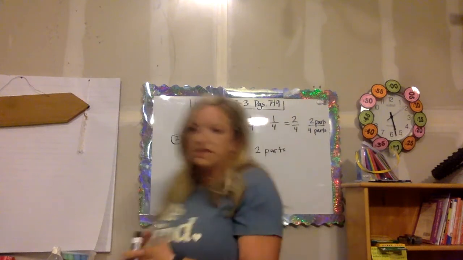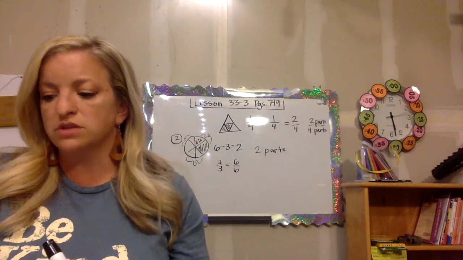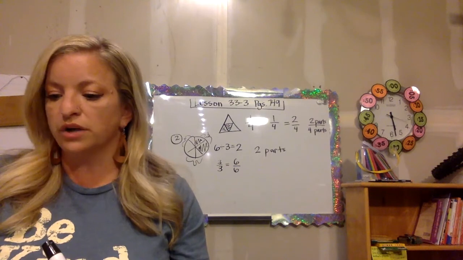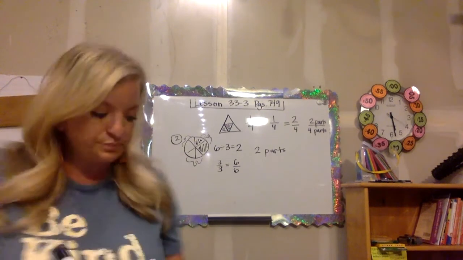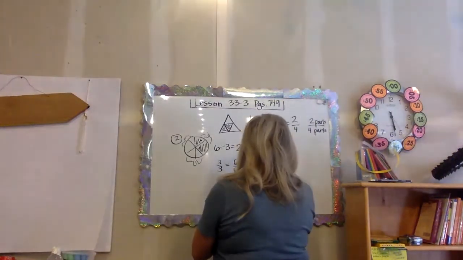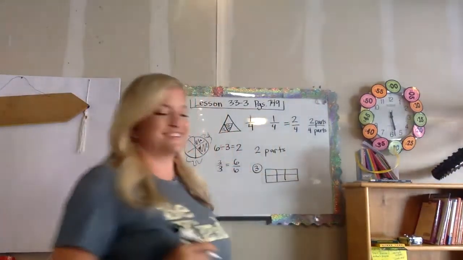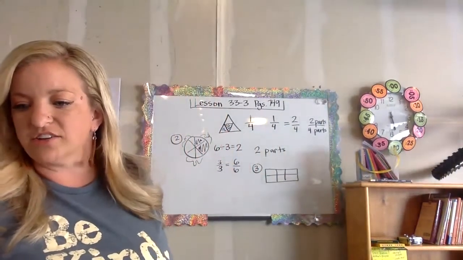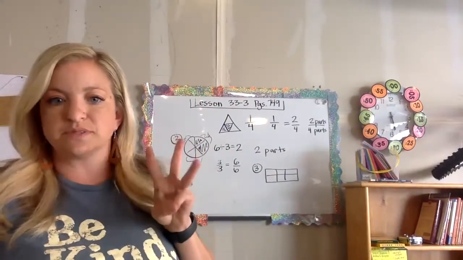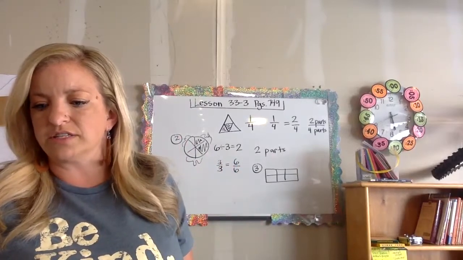All right. Now, number 3, a rectangle is equally divided into 2 rows. Each row is divided into 3 same-sized squares. What fraction of the total area of the rectangle is each square? So, here's number 3. So I have a rectangle is equally divided into 2 rows. Done. Each row is divided into 3 same-sized squares. Check. What fraction of the total area of the rectangle is each square?